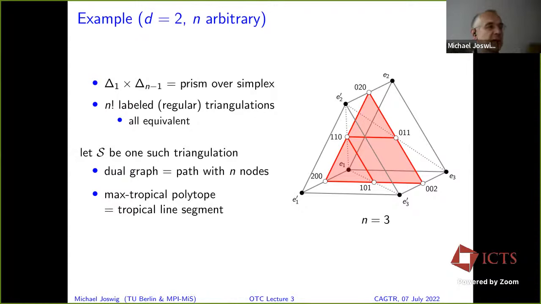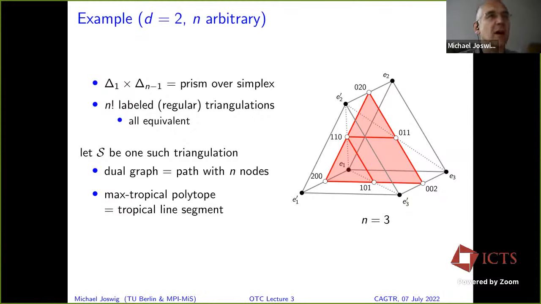And this is exactly the combinatorics of a tropical line segment, and that is the max tropical polytope that was mentioned in the previous result. And so the structure theorem says this. Yes, this is the first non-trivial example for this kind of thing, but it's not a coincidence.